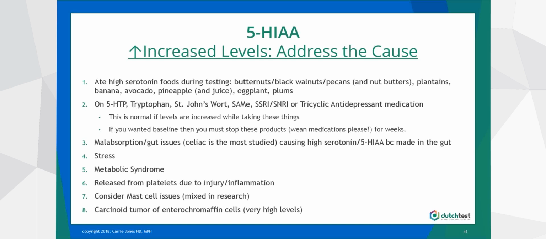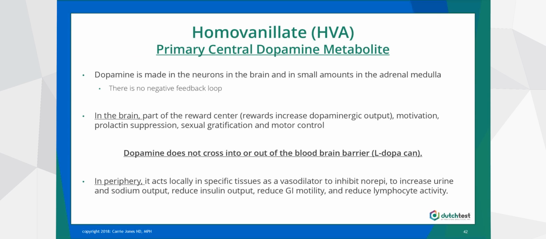They might have mast cell issues. This is very mixed in the research, but I know mast cell issues and histamine are hugely popular right now. It's very complicated and sometimes hard to understand. I even reached out to two super smart people, Elizma Lambert and Ben Lynch, and said, help me with mast cells. And they were both like, yeah, that's complicated. That's a whole other lecture. So I'm just going to leave it here as something to keep in mind. And then lastly, carcinoid tumors of the enterochromaffin cells, if the 5-HIAA levels are very elevated. So think gut tumor.